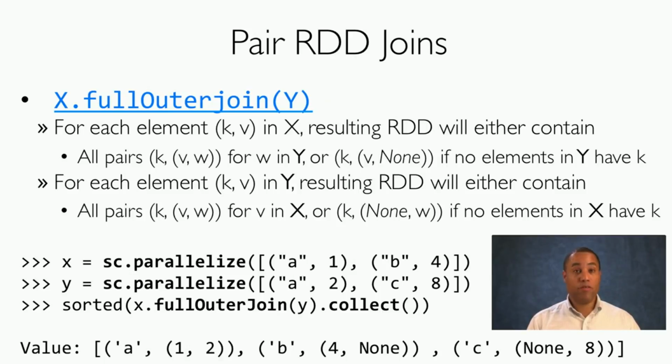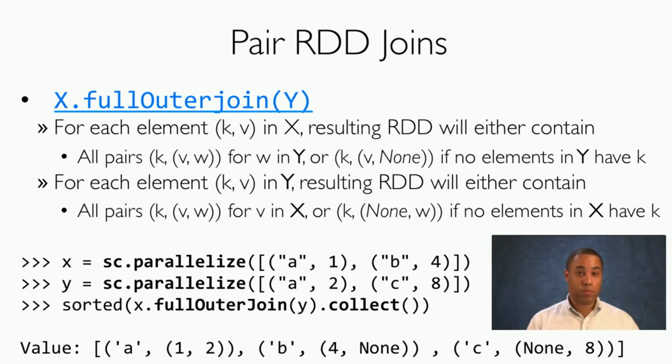The last join is a full outer join, and for each element (K, V) in X, the resulting RDD will either contain all pairs of (K, (V, W)) for W in Y, or (K, (V, None)) if no elements in Y have K. It'll also contain, for all elements (K, W) in Y, all pairs (K, (V, W)) for V in X, or (K, (None, W)) if no elements in X have K. So that's a little complicated. Let's actually look at an example.